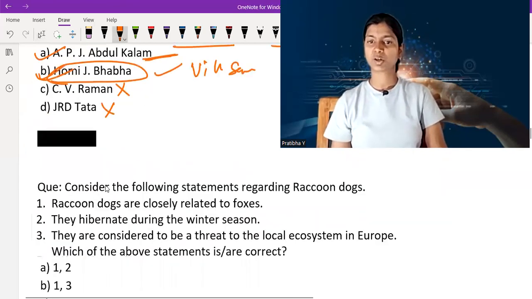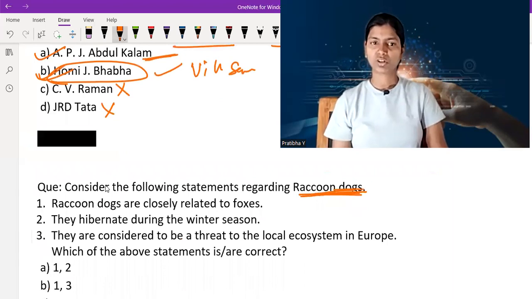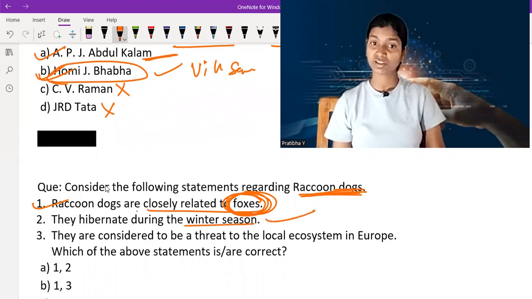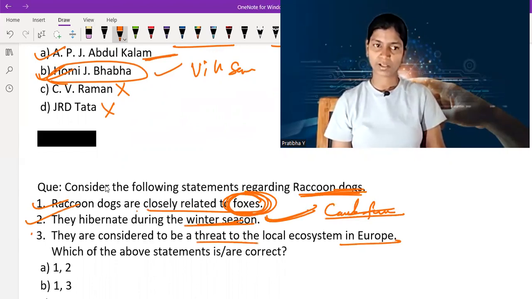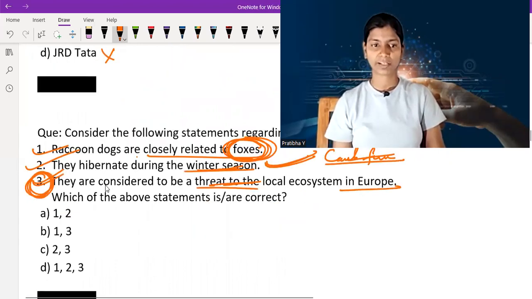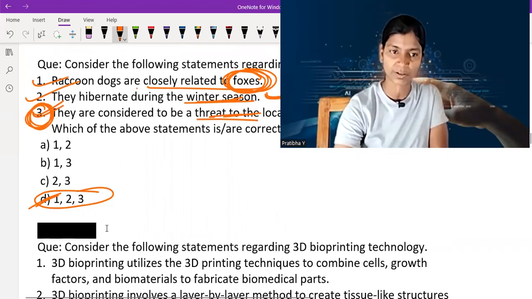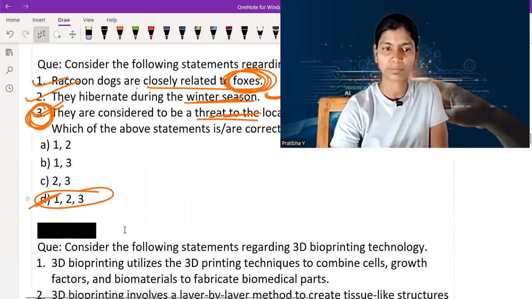Consider the following statements regarding raccoon dogs. Raccoon dogs are closely related to foxes. They are neither raccoons, nor are they closely related to foxes. They hibernate during the winter season. Yes, these are the only canid family species which hibernate. They are considered to be a threat to the local ecosystem of Europe. The report said that the local environment is affected, so all the options are correct: 1, 2, and 3. Just check option D. It is correct. On to the next question.